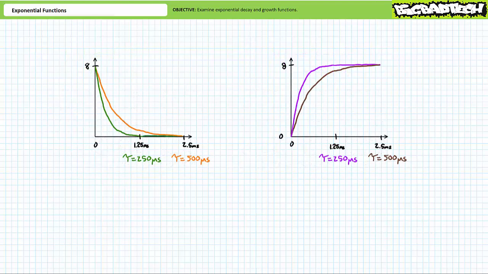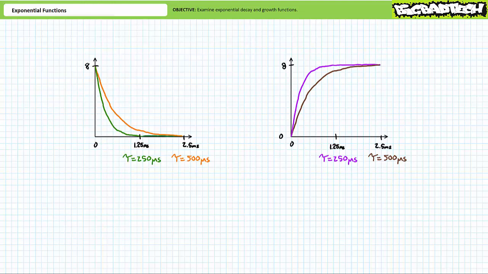Compare the plots of these same functions when tau is 250 microseconds with our previous plots when tau is 500 microseconds. Importantly, note that these plots are using the same time scale. As we'd expect, both sets of functions restrict themselves to a y range between 0 and 8. Only the set with a smaller time constant of 250 microseconds makes the transition twice as fast as the one with a larger time constant.